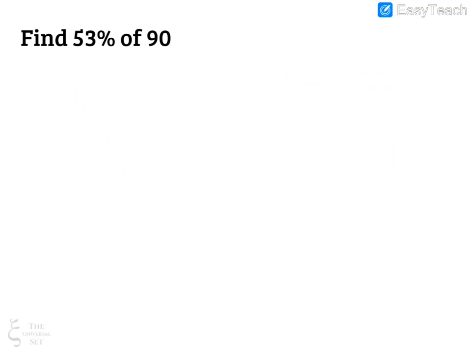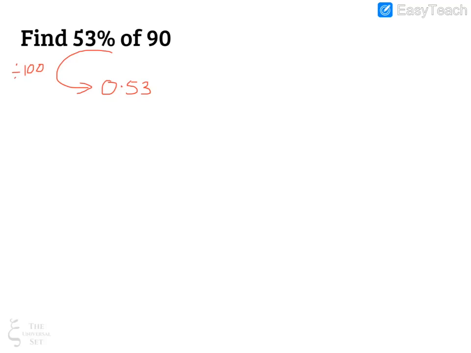So what we've got here is 53% of 90. That's what we want to find. And the first thing that I'm going to get us to do in this method is we're going to take that percentage, 53% in this case, and change it into a decimal. So 53% is the same as 0.53, isn't it? And how do I get from 53% to 0.53? Well, all I'm doing is dividing by 100, because that's what percent means. It means out of 100.